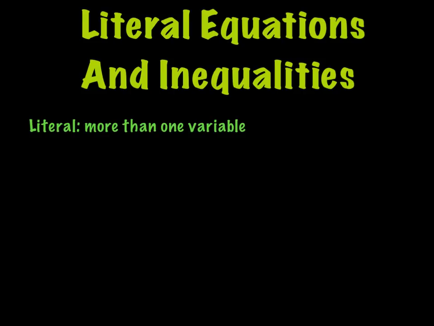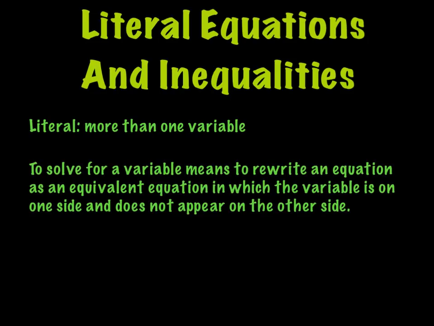So when I say literal equations, I'm talking about literal as in with letters, and literal being more than one variable. So we've got x's, y's, a's, b's, whatever. And when you have a literal equation, you're going to be asked to solve for one of those variables. And if I say solve for b, then I'm saying to rewrite that equation with just that one variable on the left, basically, and everything else on the other side of the equal sign. And that variable that you're solving for will not be on the other side of the equal sign.